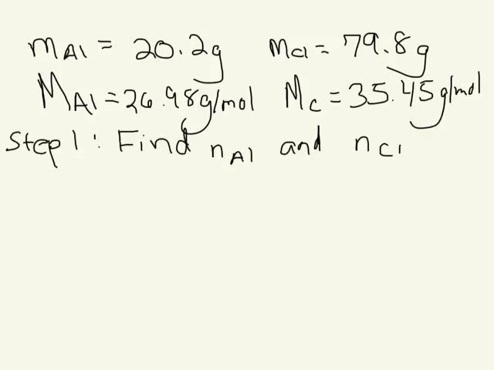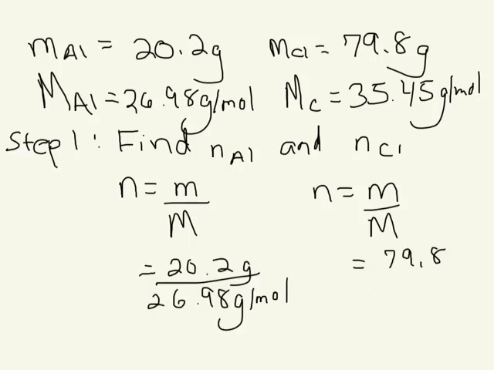So our first step is going to be to find the amount of each element involved in this compound. So we're going to find the amount, the n, for aluminum and the n for Cl. Amount again refers to moles. So let's use our n equals little m over big M. And here's our equation, and now let's fill it in.